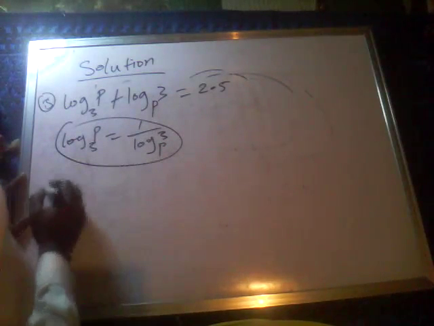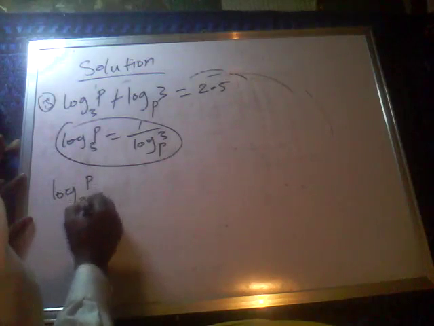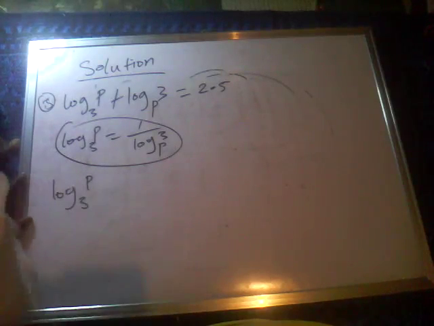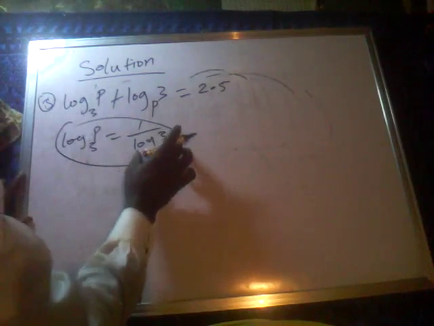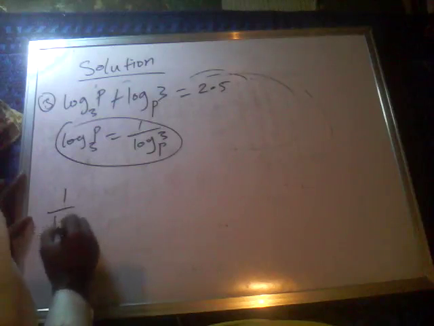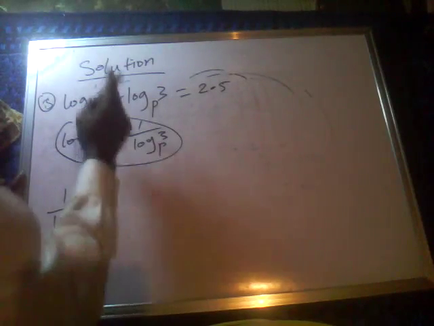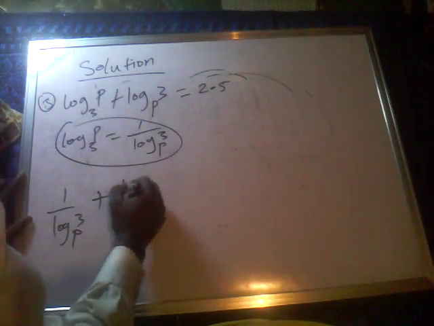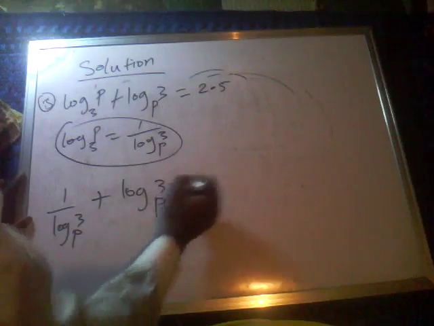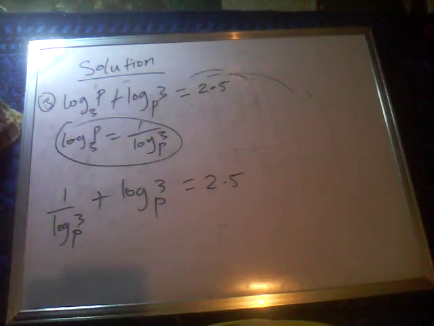So that means we have log p to base 3, which is equal to 1 over log 3 to base p. That means 1 over log 3 to base p, we add log 3 to base p, is equal to 2.5. Now, to solve this problem, we have to move forward.